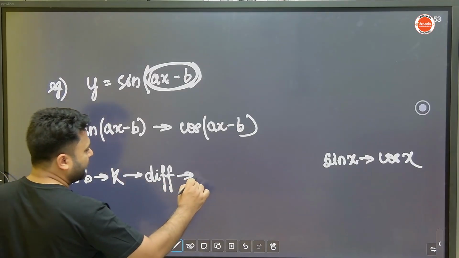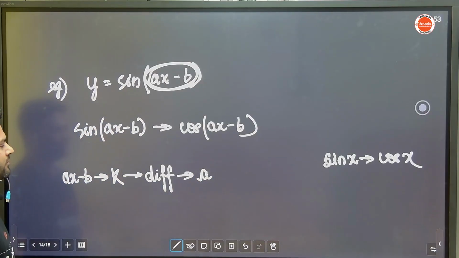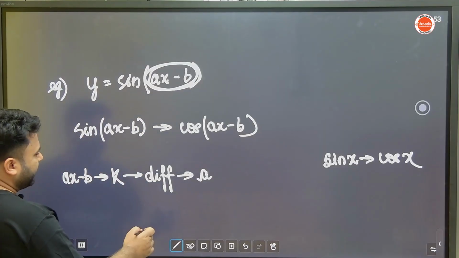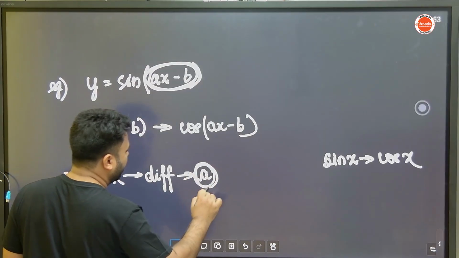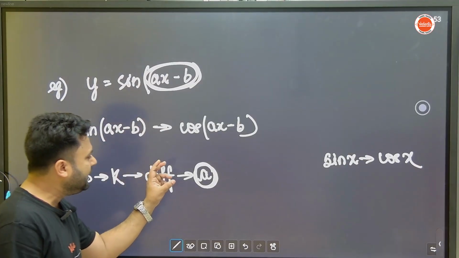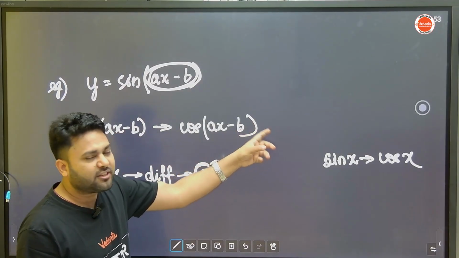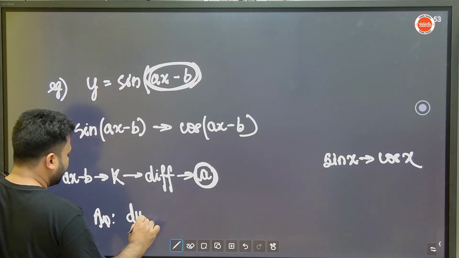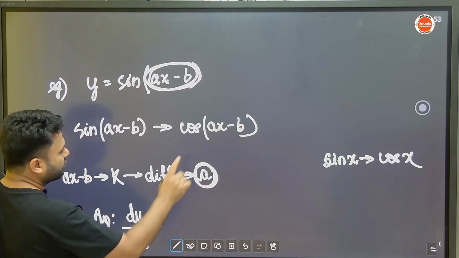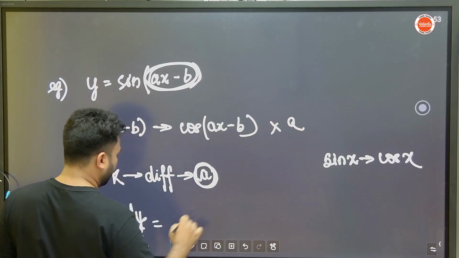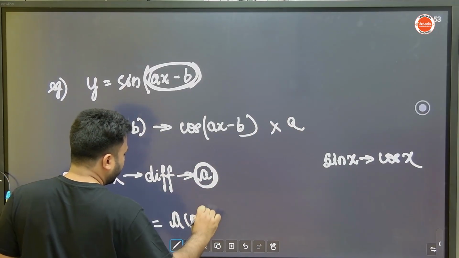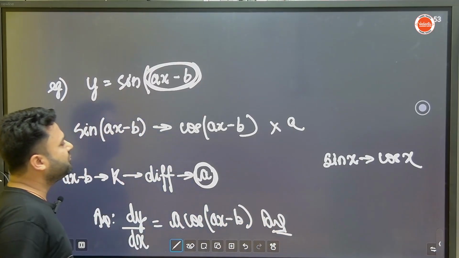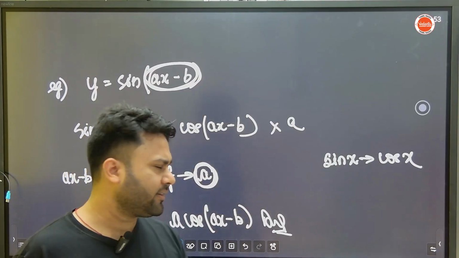So if we differentiate, ax differentiation will be what? a is constant, so a. Minus b, differentiation will be 0. So on differentiating kachra, we are getting a. What we have to do? We have to multiply this a with our first step. Means our final answer will be dy by dx equals to a cos of ax minus b. This will be our final answer. Correct?